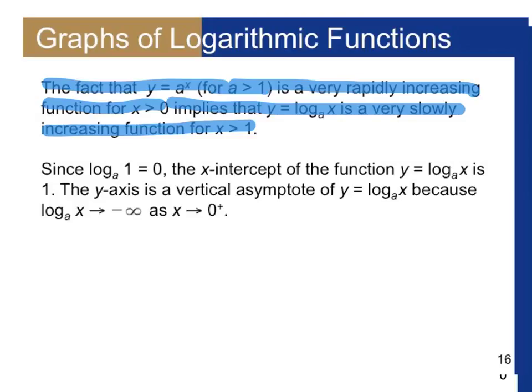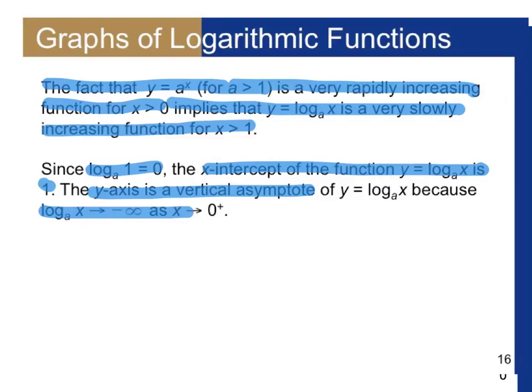Okay. And since log base a of 1 is 0, the x-intercept of the log function is always 1. Okay. And the y-axis is a vertical asymptote. Okay. Because log base a of x approaches minus infinity as x approaches 0 from the positive side. That's what that little plus means. This means x approaches 0 from the right-hand side. So we can't approach from the left-hand side because it's undefined there. So we're kind of going this way and looking at x approaches 0, and we can see our y goes way down. And we saw that from the graph on the previous slide.